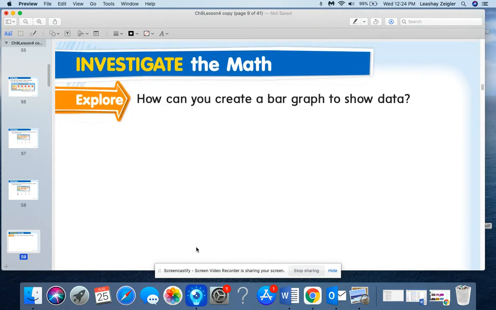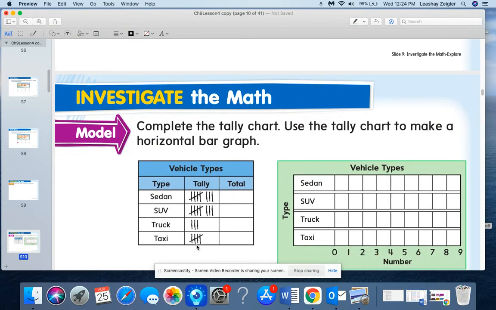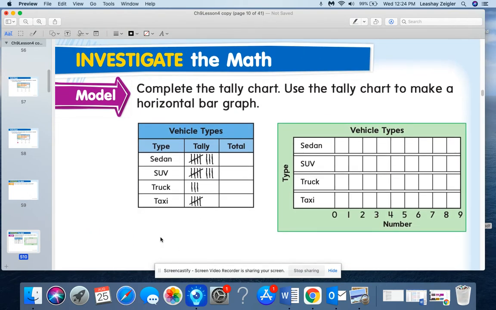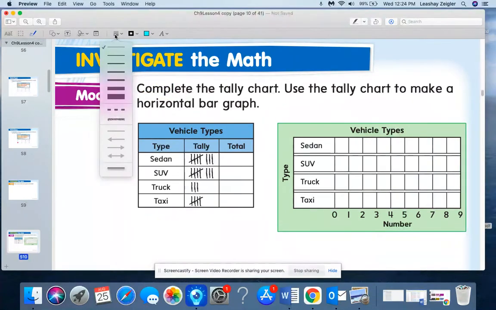So let's investigate this. This is how can you create a bar graph to show data? So it says complete the tally chart. Use the tally chart to make a horizontal bar graph. So what we're going to look at today is, let's go with that. Okay. So sedans have 8, right? We have 8 total. So we're going to write the number 8 here.